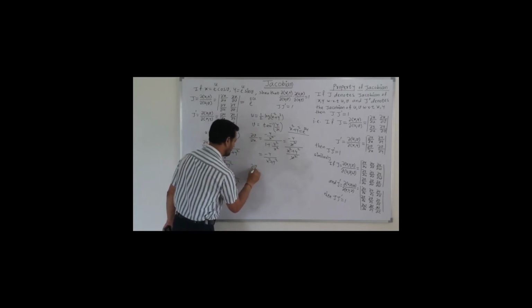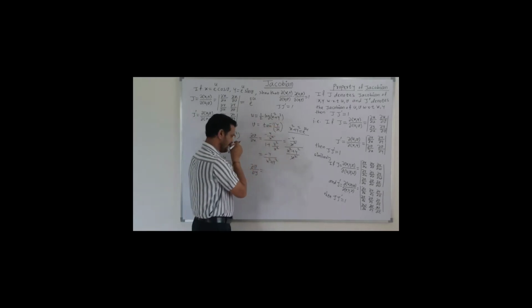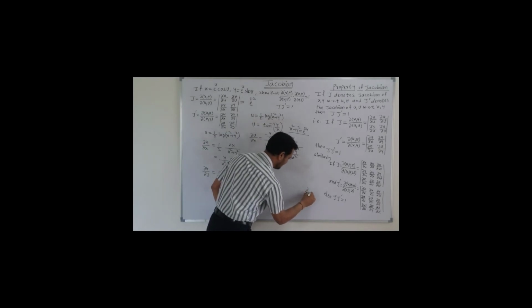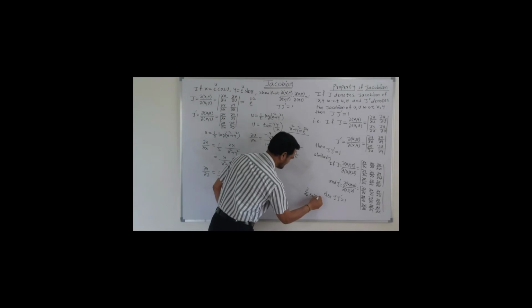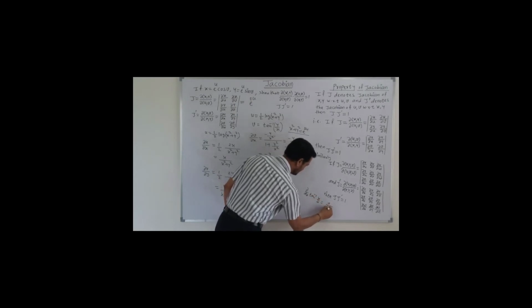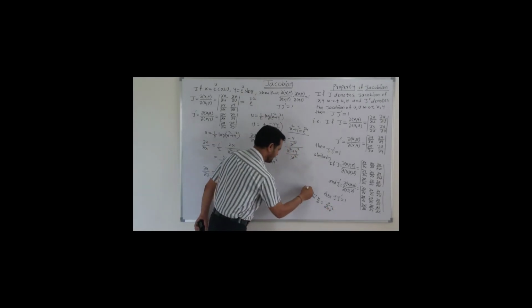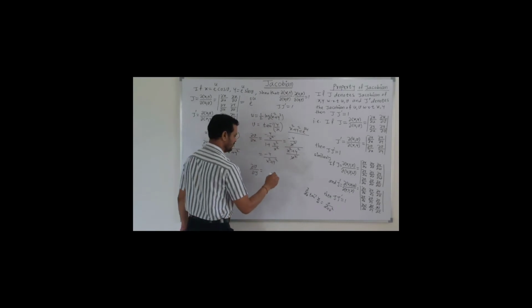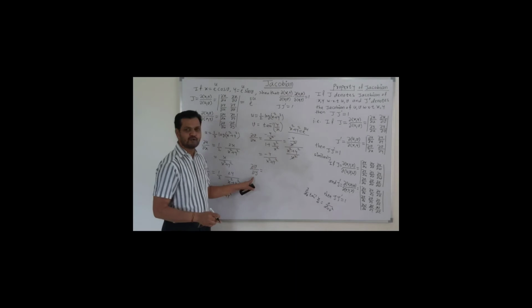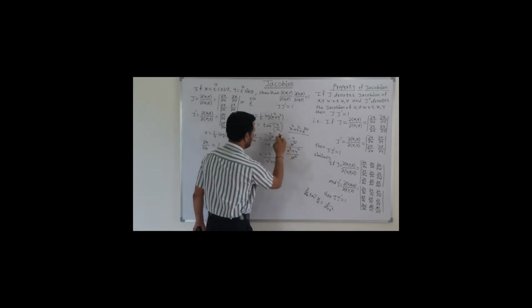Similarly, take the partial derivative of v with respect to y. So friends, when we take the partial derivative of v with respect to y, then we know the formula: the derivative of tan inverse x by a is a upon a square plus x square. So this formula is applicable for the derivative. If we apply this formula, here we are taking the partial derivative with respect to y. That means x is constant, so this a is equal to x.